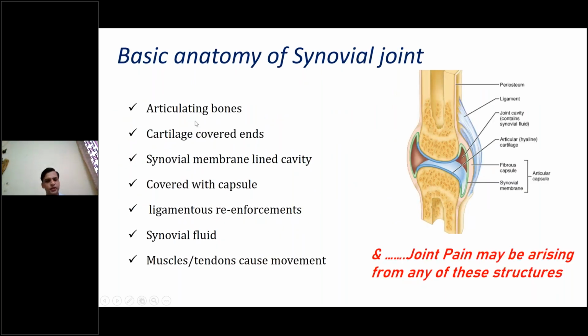Because any joint pain may arise from any of these structures, means it may arise from the end of the bone, cartilage, synovial membrane, or capsule, or ligamentous reinforcements, or tendons, or any pathology in the synovial fluid also.